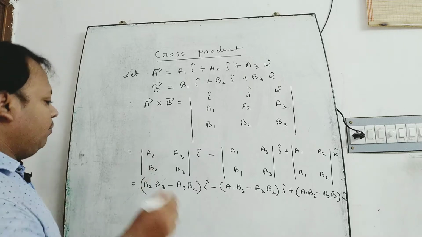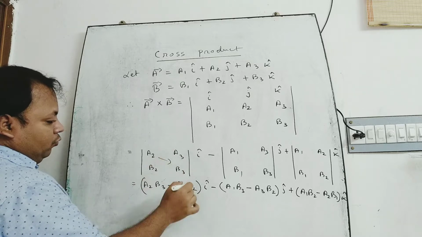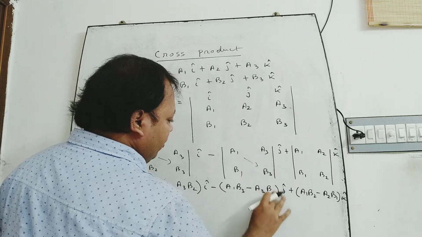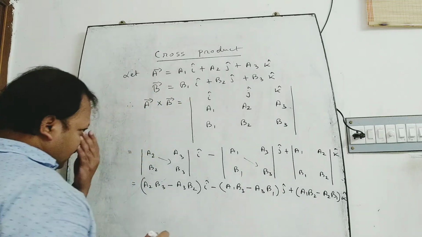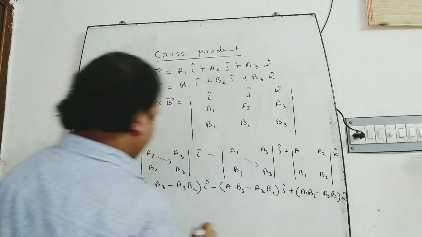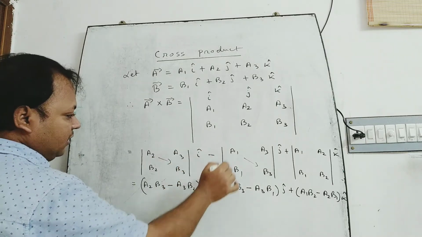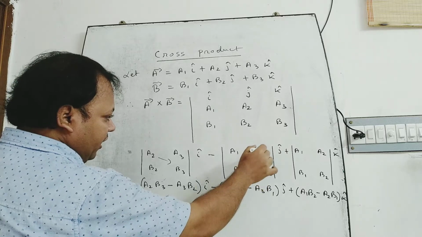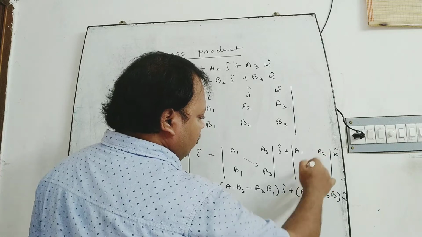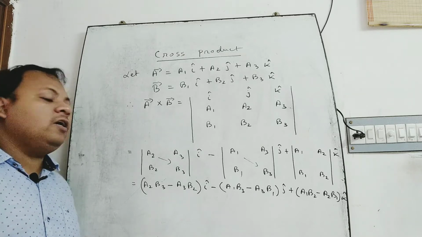Now we can cross multiply, that is, (a2 b3 minus a3 b2) i cap minus (a1 b3 minus a3 b1) j cap plus (a1 b2 minus a2 b1) k cap. This gives the cross product between the two vectors a and b.